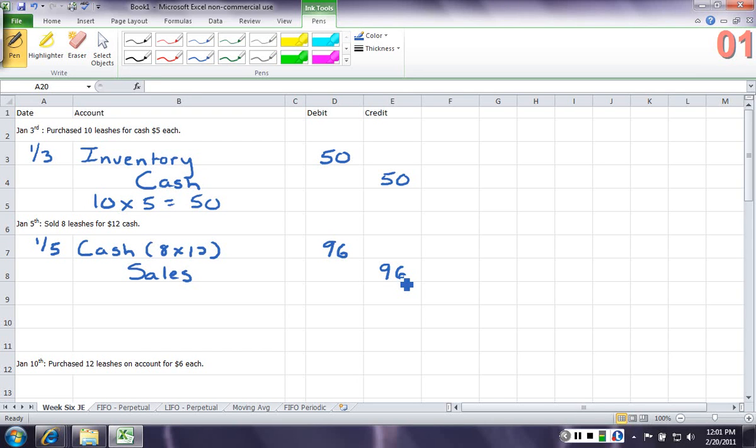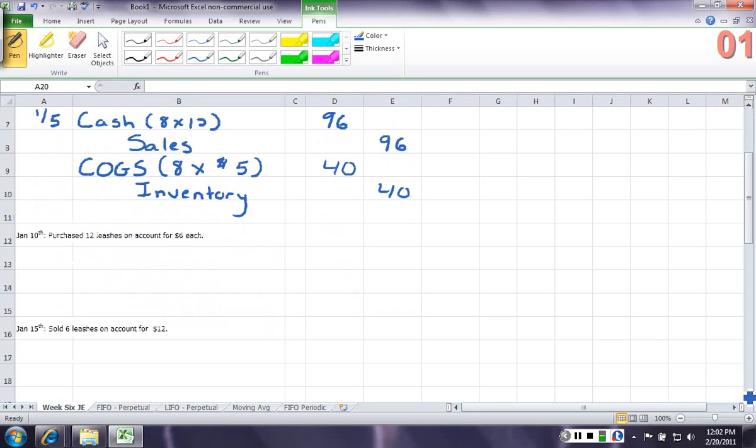When we sell inventory, we have 2 entries under a perpetual system. The first entry recognizes the sale. The second entry recognizes the cost. We sold 8 of them, and we paid $5 each for them. So 8 times 5 is 40. So our cost of goods sold is 40, and then we need to reduce our inventory for that same 40, because we don't have that inventory anymore.